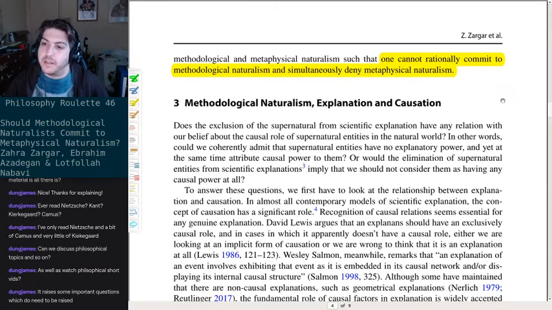So we're going to see how they pull that off, because we're going to have some sort of understanding of rationality also.